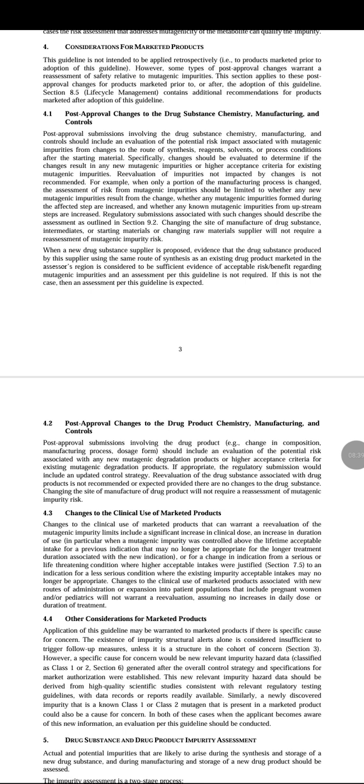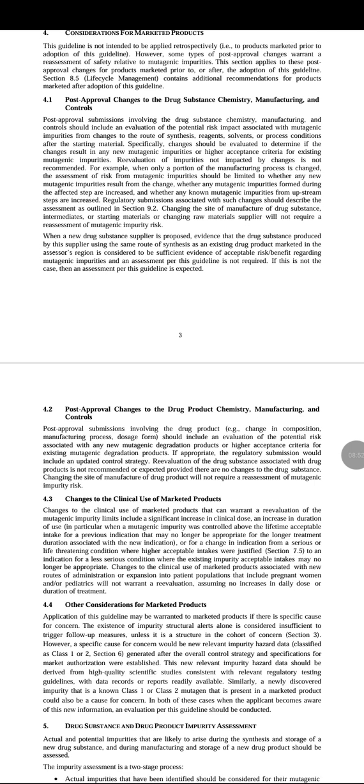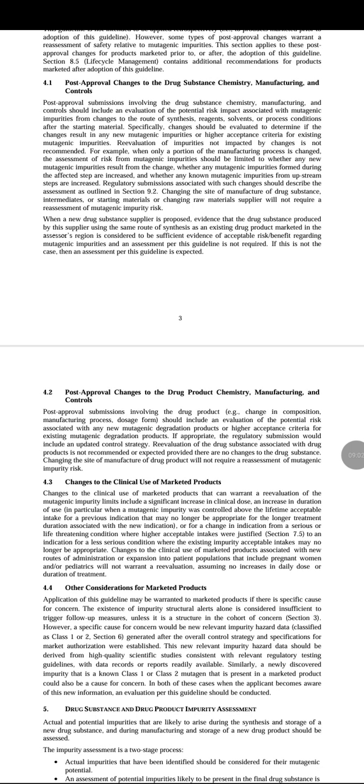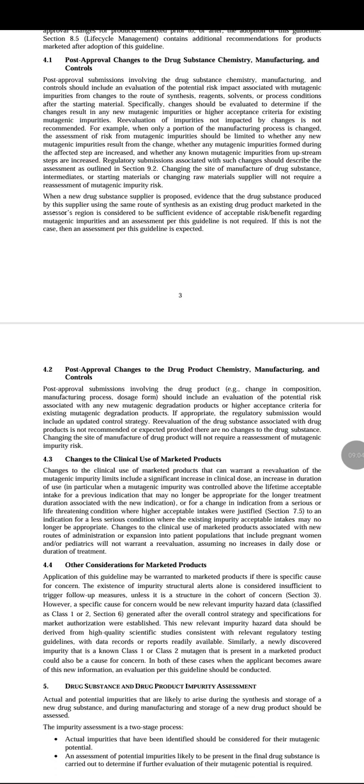Considerations for marketed products. This guideline is not intended to apply retrospectively to products marketed prior to the adoption of this guideline. However, some types of post-approval changes warrant reassessment of safety related to mutagenic impurities. This section applies to those approval changes for products marketed after the adoption of this guideline. The lifecycle section contains additional recommendations for products marketed after adoption of this guideline. Post-approval changes of the drug substance chemistry, manufacturing, and controls.